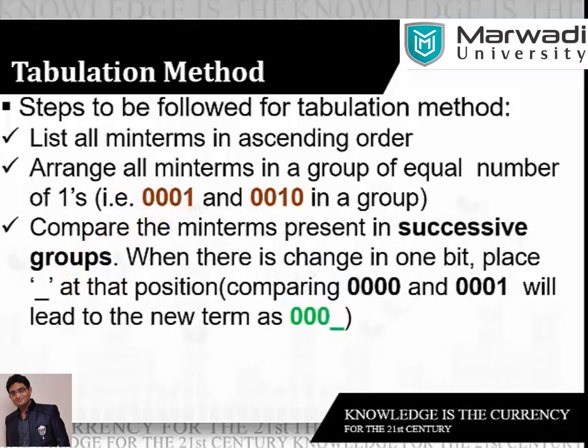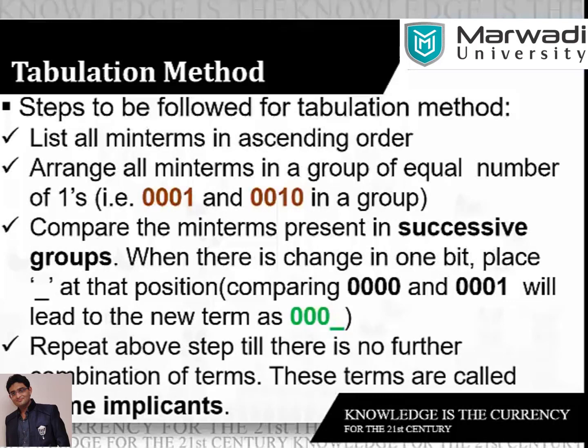The next step is to compare these successive groups. Whenever we find a change in only one bit, we place an underscore sign, or we can say the dash sign, at that position. For example, on comparing 0000 and 0001, we get the change in the LSB bit, that is, the new term would be 000 and a dash.